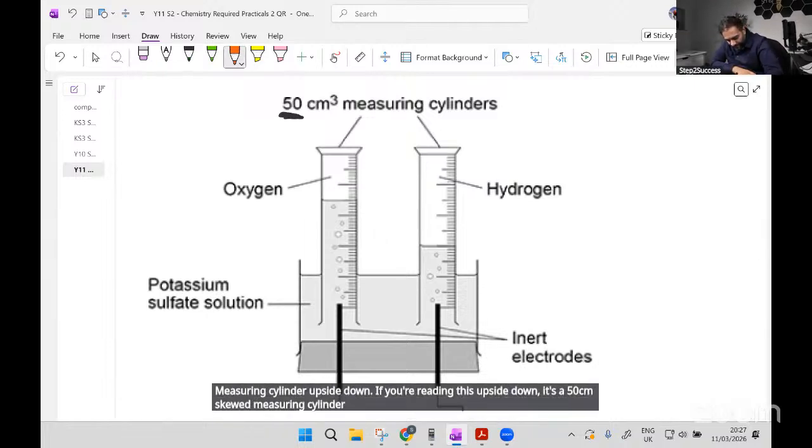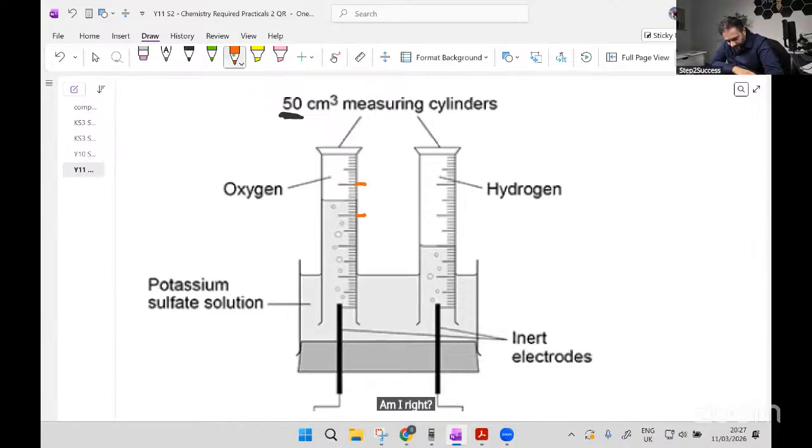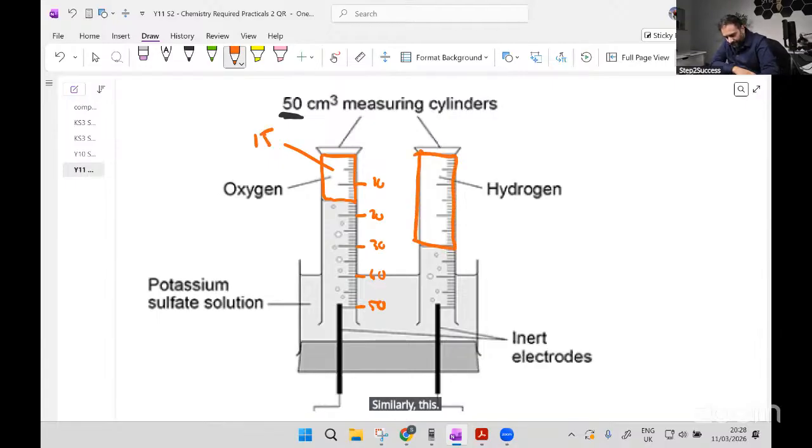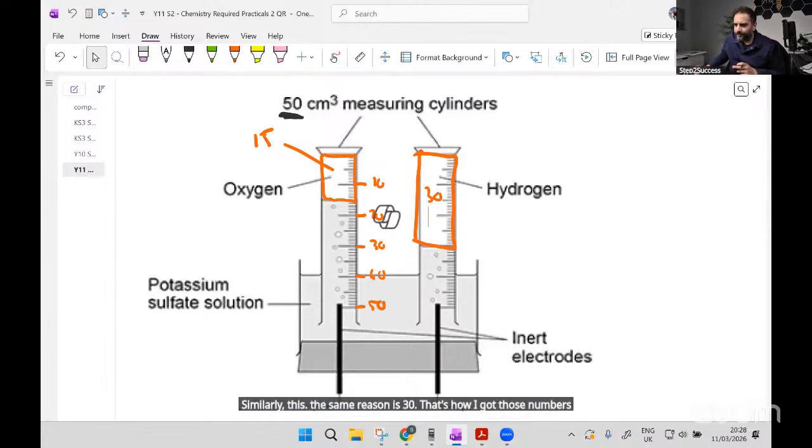So that must be 10. Wait, was that right? Yeah, 10, 20, 30, 40, 50. Okay, so if that's 10, 20, 30, 40, 50, then that much is 15. Similarly, this, for the same reason, is 30. That's how I got those numbers.